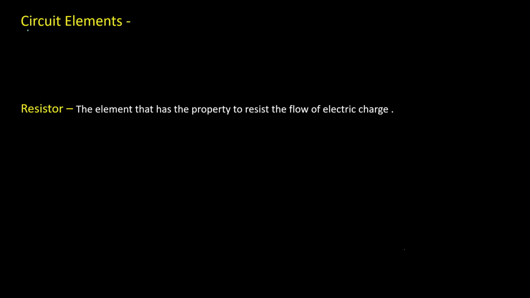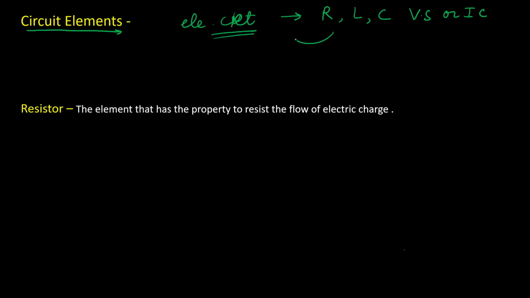In this lecture, we are going to learn about what circuit elements are. Circuit elements are basically the basic building blocks of an electrical circuit. In order to form an electrical circuit, we use various kinds of circuit elements, for example, resistor, inductor, capacitor, voltage sources or current sources. They can be independent or dependent. So all these components form an electrical circuit.